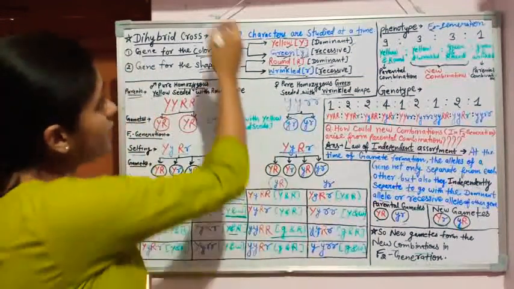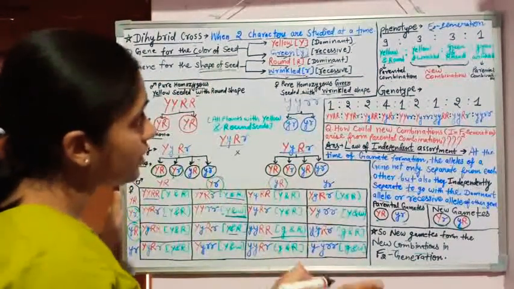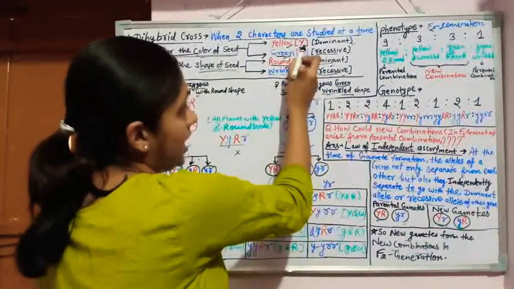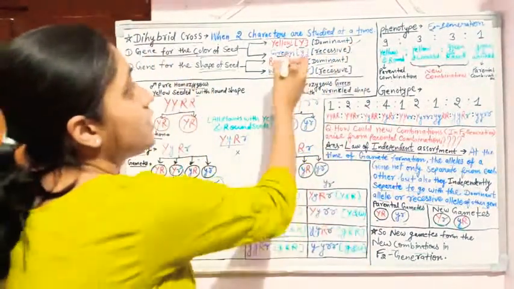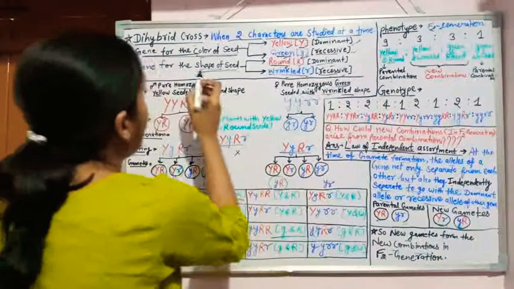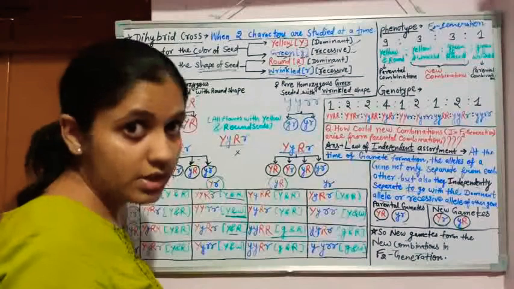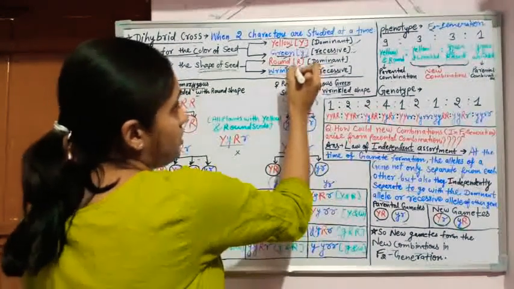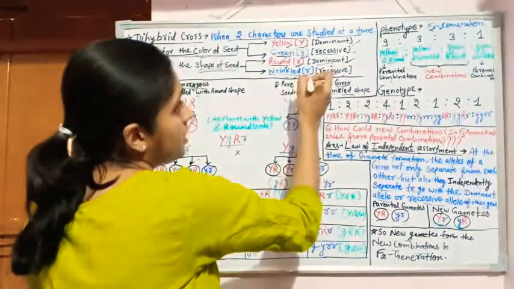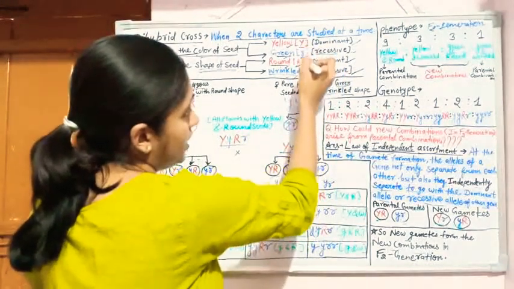The gene for the color of seed has two contrasting forms of alleles. The first is the yellow color seed allele, which is dominant, and the green color seed allele, small y, which is recessive. The shape of seed also has two contrasting forms of the gene, called alleles. First is the round shaped seed allele, which is dominant, and the wrinkled shaped seed allele, which is recessive. This is represented by capital Y, small y, capital R, small r.